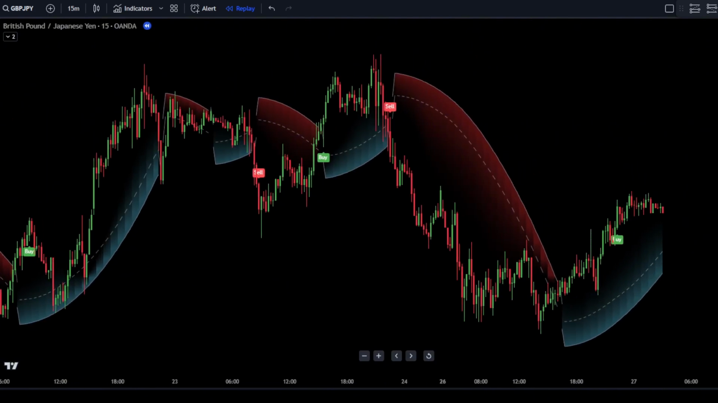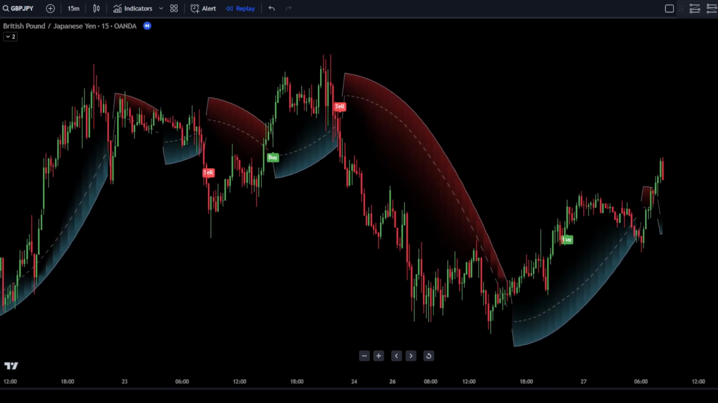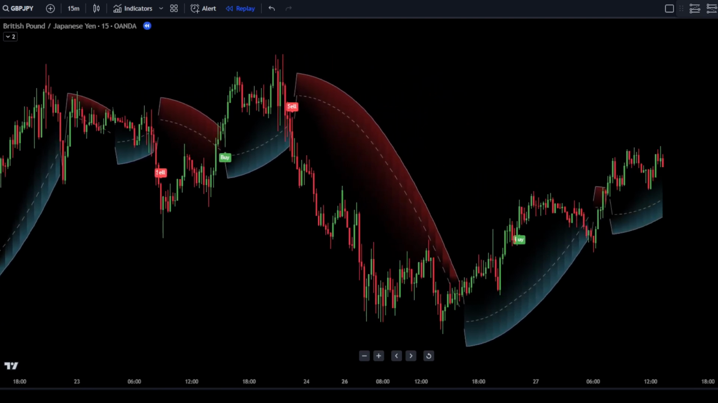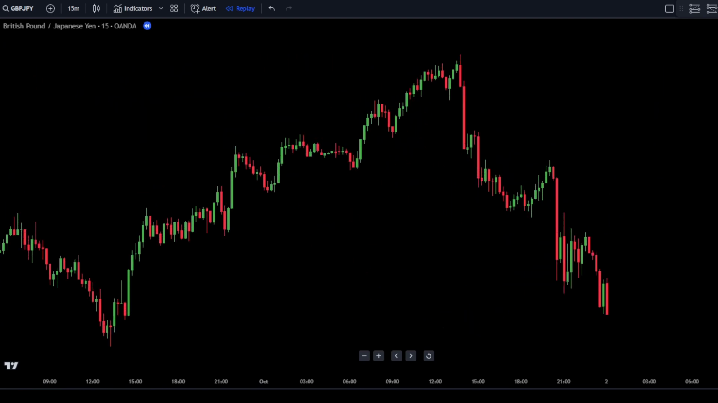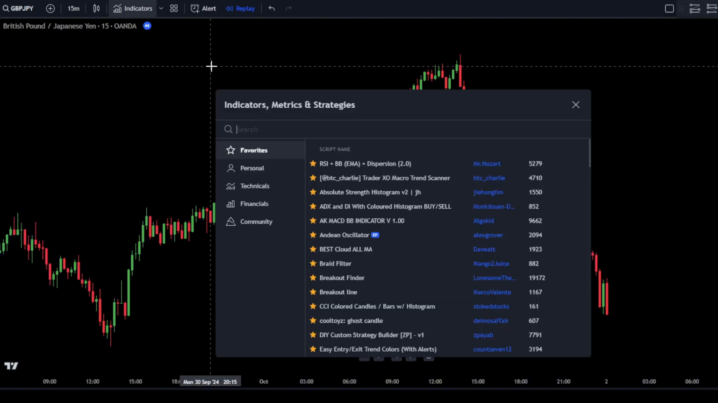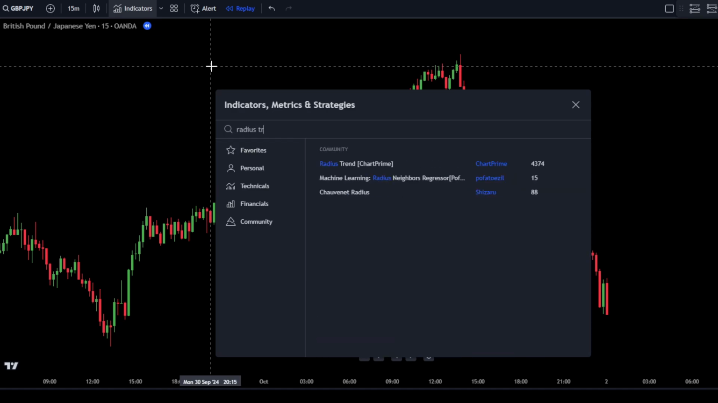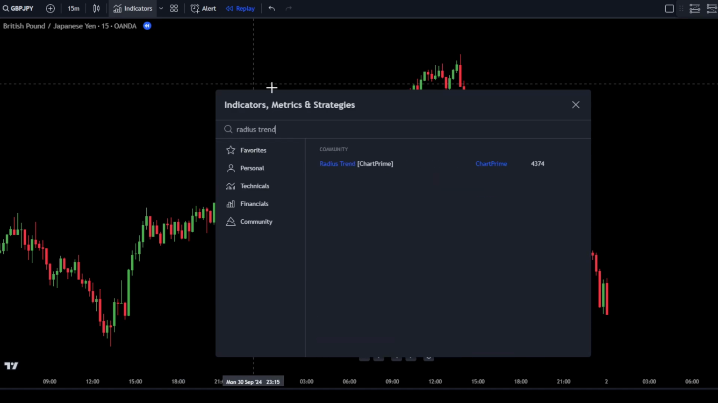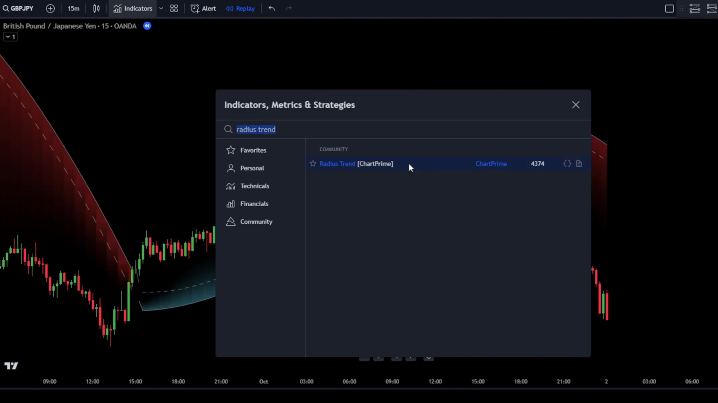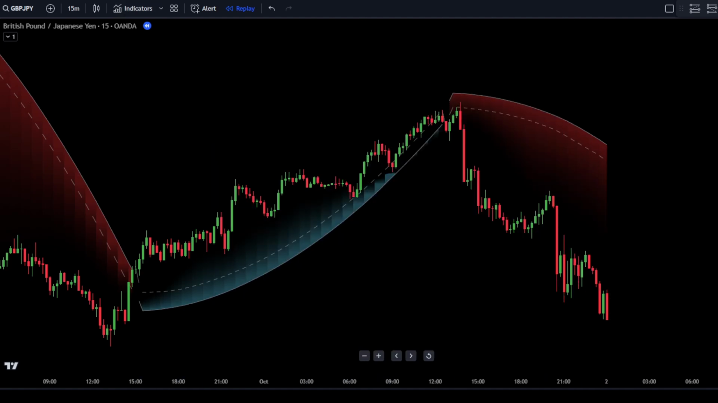Let's get started. To use this trading strategy, you can start by going to TradingView. Then, go to the Search Indicator tab. In the Search Indicator tab, type in Radius Trend. Next, simply select the Radius Trend Indicator from ChartPrime. The Radius Trend Indicator will be used as a guide for trends in the market.